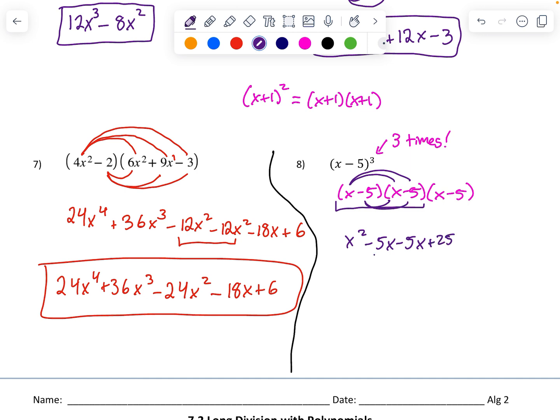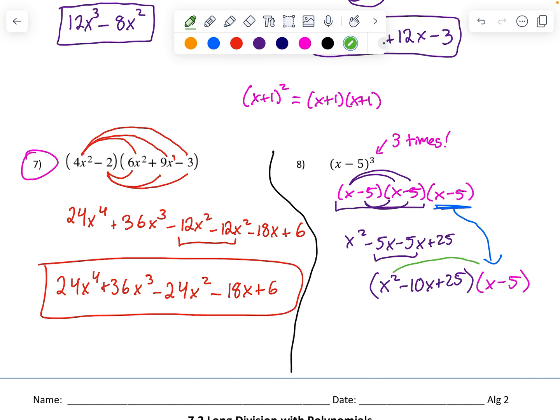I would simplify that, so I would combine my like terms. So x squared minus 10x plus 25. Okay, so that is the first two multiplied together. Then we're going to bring in this last binomial, and we're going to put it at the end again. So we're going to have that x minus 5, because we haven't done anything with it yet. So now it's very similar to problem 7, where I'm going to have to distribute and multiply those two together.